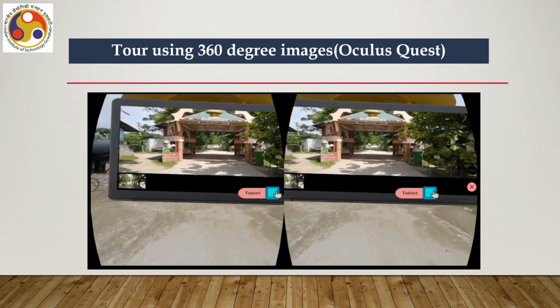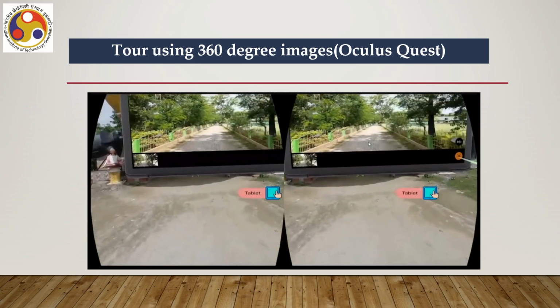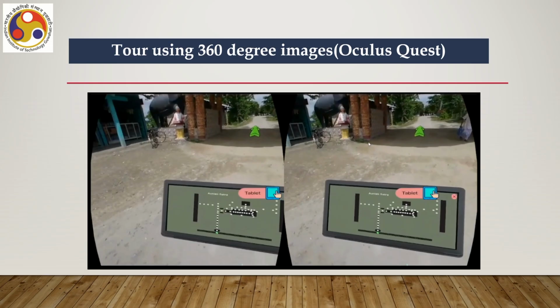So, the user can move from one point to another using the overall island map on the tablet interface, and this is the minimap or the world in miniature support as we have discussed. In a location where the user is depicted on a minimap of the location, you can see on this minimap interface there are white dots. Each white dot represents a 360-degree image. So, when the user moves, that means moving from one image to another, and the user's current location is marked in green.